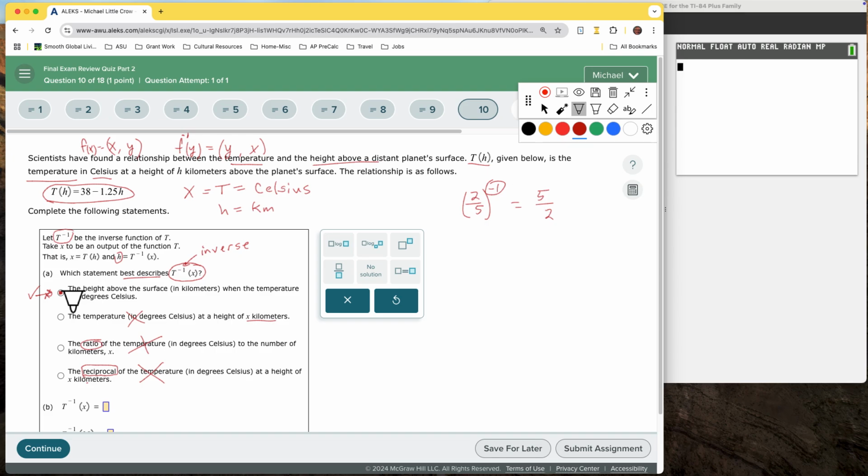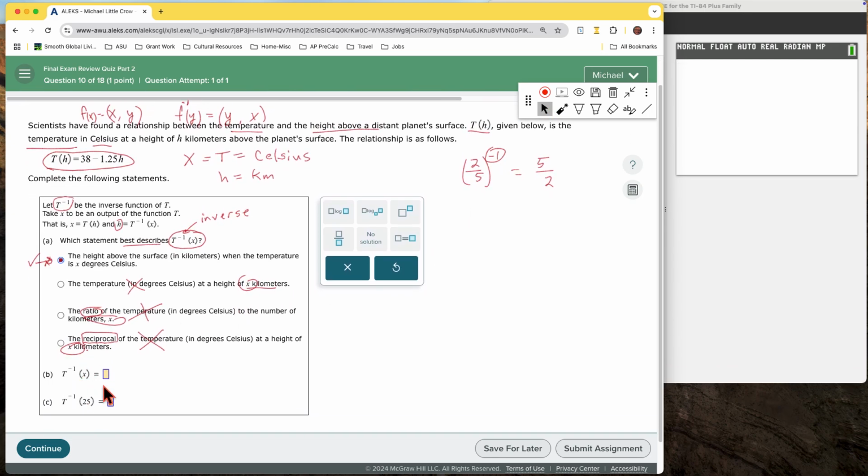So I'm very confident now because I've been able to get rid of these simply by saying, no, x is not kilometers, x is not kilometers, x is not kilometers, oh, x is Celsius. That's the only one. 100%. Not even 99.9. I'm 100% confident with this one. And hopefully you will be too. So let's go ahead and mark that. That's our answer.